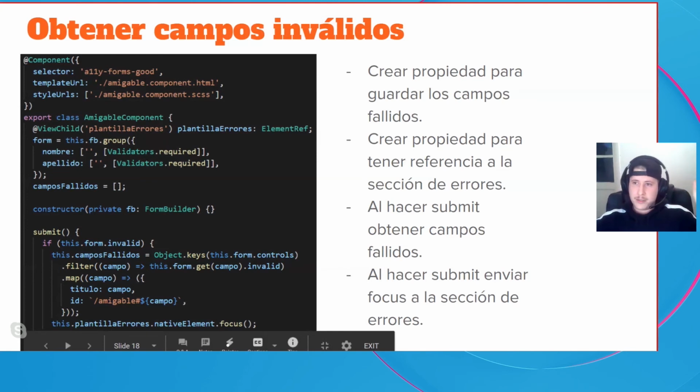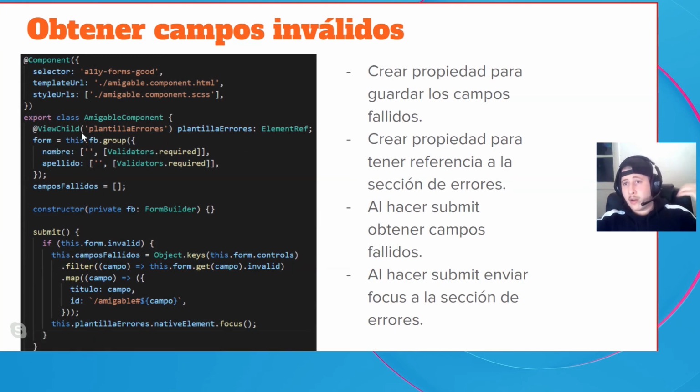The first thing we have to do is go to the component. In this case, I have my friendly component. The first thing I want you to see is that I created a failed field property called errorTemplate, using the decorator ViewChild because I want to have that reference in HTML.